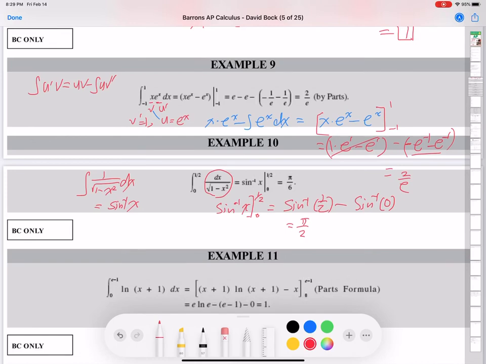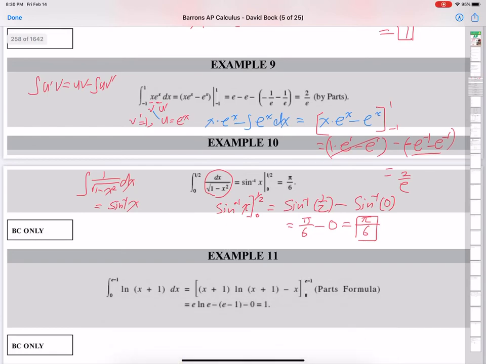Pi over 2 minus, I'm sorry, 1/2 is not pi over 2. Okay, sine of what angle is 1/2? Sine 30 degrees, right? Sine 30 degrees is 1/2, which means pi over 6. So sine inverse 1/2 is pi over 6. And then sine 0 is 0. So sine inverse 0 is 0. So your final answer should be pi over 6. It is just a formula problem.